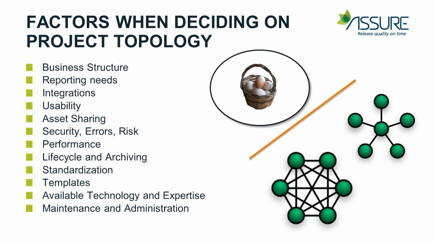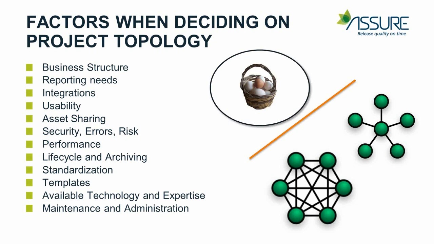So first of all, the drivers are different. It can be the structure of your business. You might have different business units which are independent. Reporting needs are very important. If you have multiple ALM projects but you still need reporting across them, that's something you need to consider. Same with integrations.